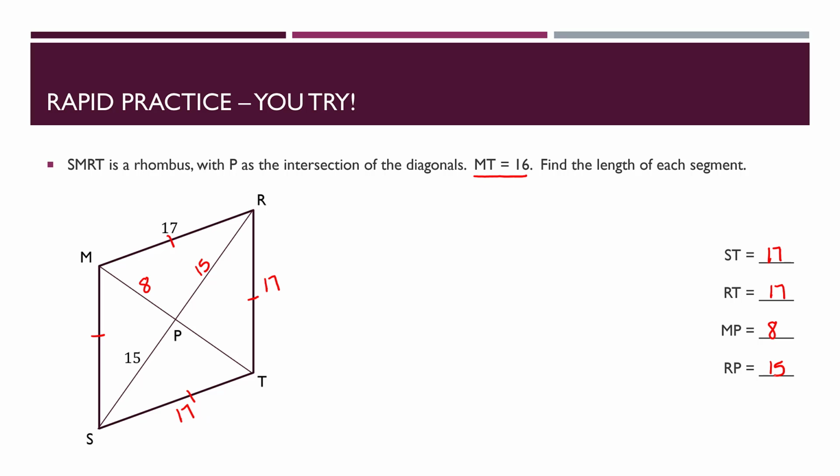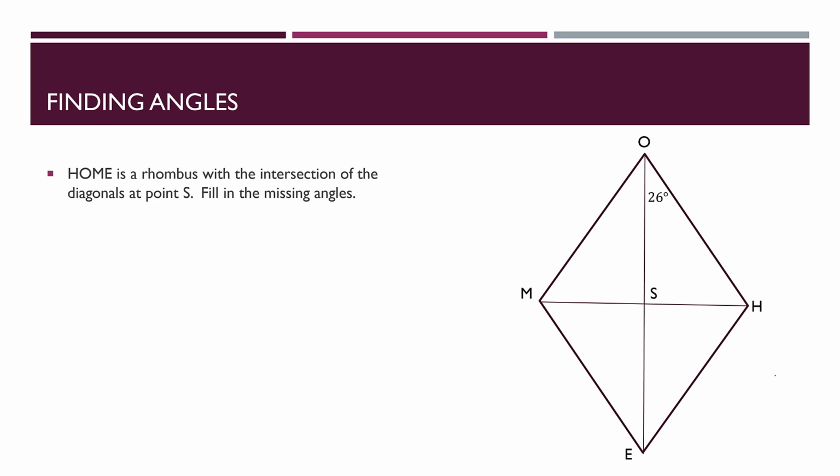All right, so that's just a little bit about segments and reviewing properties from parallelograms. Let's look at the angles of a rhombus. So if this rhombus, HOME, has the diagonals here where it intersects at S, we want to find all of the missing angles. The first thing I'm going to do is fill in these middle angles at 90 degrees. And that is because the diagonals of a rhombus are perpendicular. So those will always be 90 degrees.